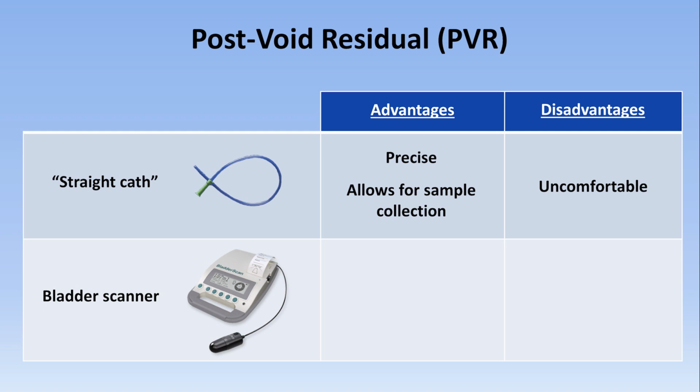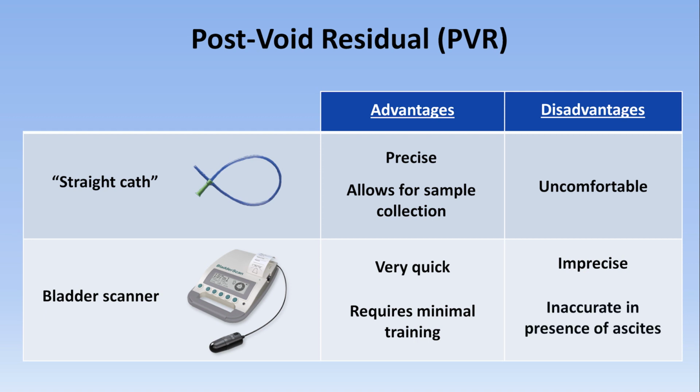The advantages of the bladder scanner are that it is very quick and requires minimal training to use it. This is not like a conventional ultrasound machine. One can be trained to use it in under 5 minutes. However, despite the machines typically providing 3 significant figures on their measurements, they are very imprecise. It's probably best to round off to the nearest 100 milliliters, and even that might be implying more precision than the machine actually delivers. In addition, these devices are inaccurate in the presence of ascites, since pockets of ascites fluid may look like full bladders to the machine.